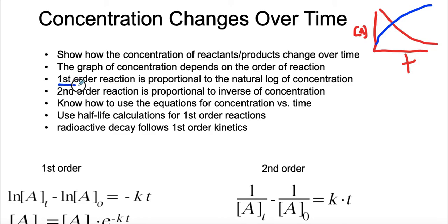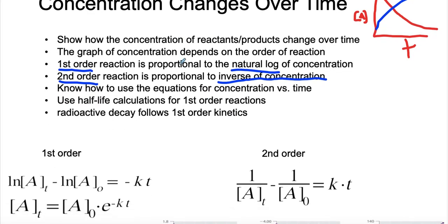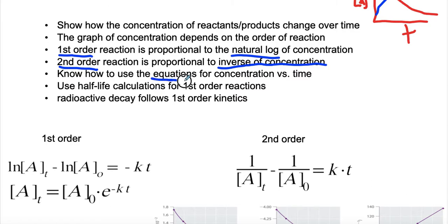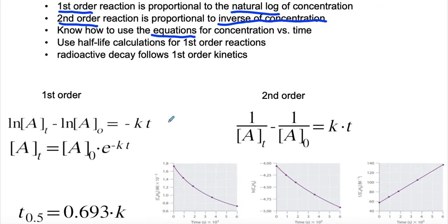First order reactions are proportional to the natural log of the concentration. Second order reactions are proportional to the inverse of the concentration. And I'm going to show you that down here in just a second. And then you have the equations that you need to use for first order and second order reactions versus time. So I'm going to look down here now.